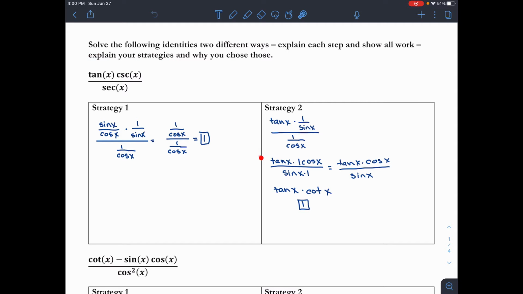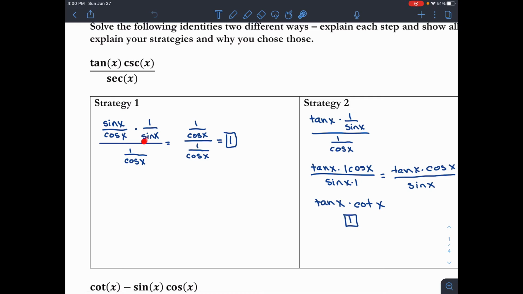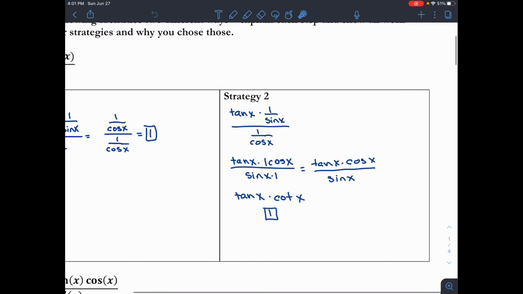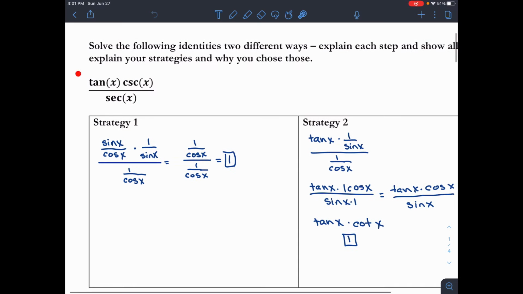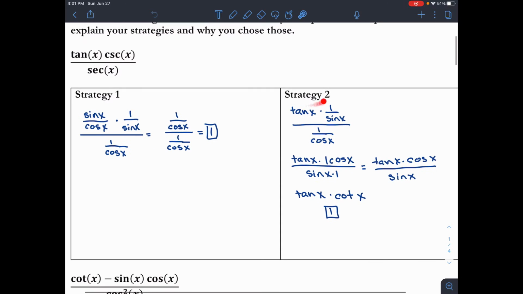Explain the strategy and why you chose those. I chose them because we know that these identities are equal. We know tan is equal to sine over cosine, cosecant is the reciprocal of sine, and secant is the reciprocal of cosine. We multiply, and then we see that this simplifies into 1. It's more simple that way, so you have to convert these identities, and same thing for here.